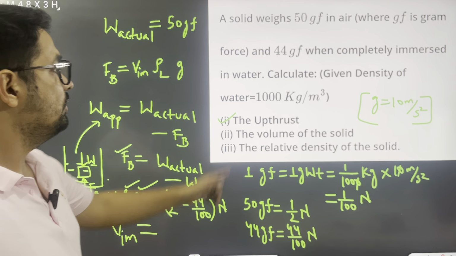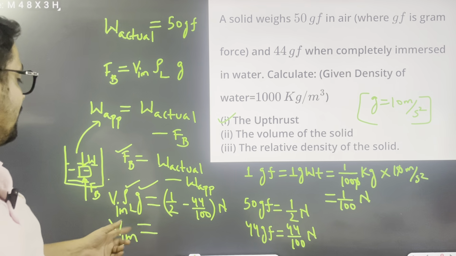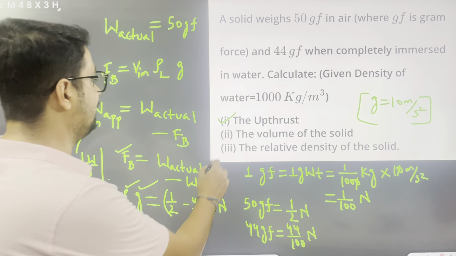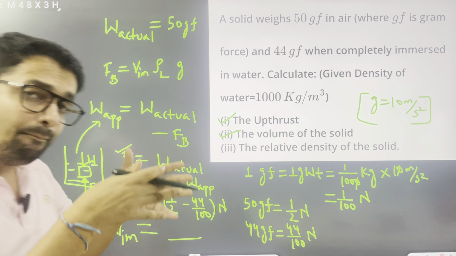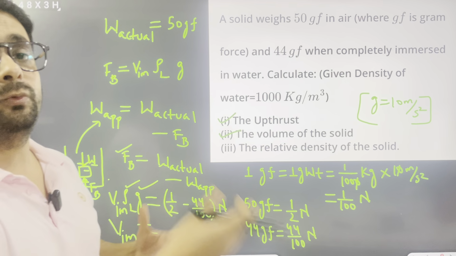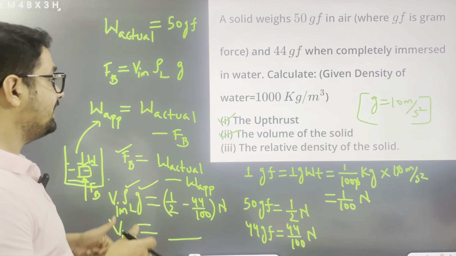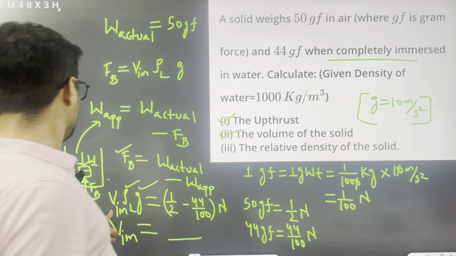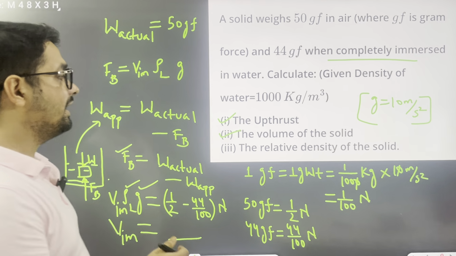The density of liquid is 1000 kg per meter cube, and g is 10 meter per second square. So from here we can find V immersed. Put the values and we will get the volume of the solid, because it is completely immersed. We cannot find it this way when it is given that only some part of the solid is immersed. But here the question says it is completely immersed, so the immersed volume is nothing but the complete volume of the solid. So we will find the second answer.